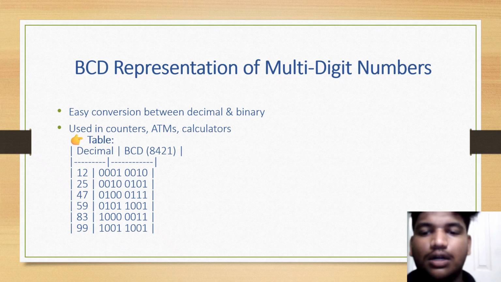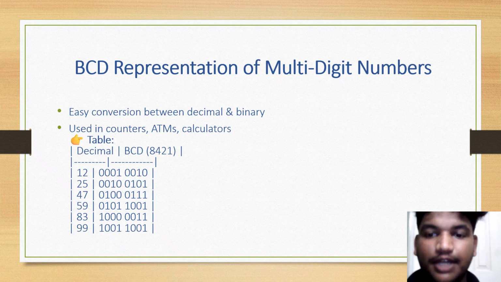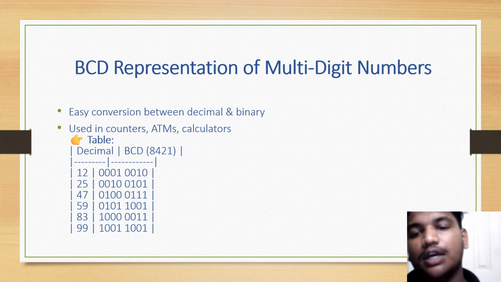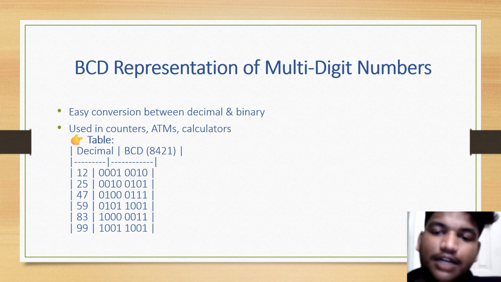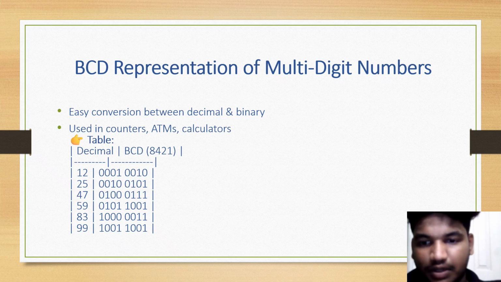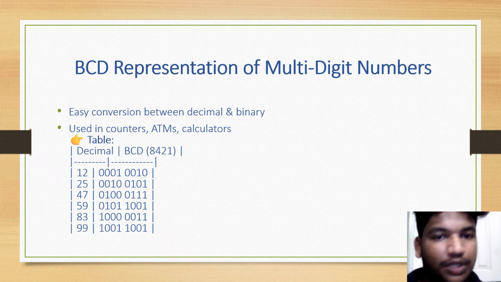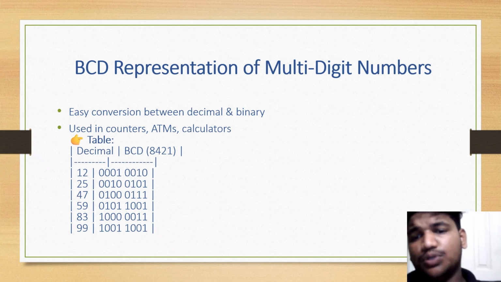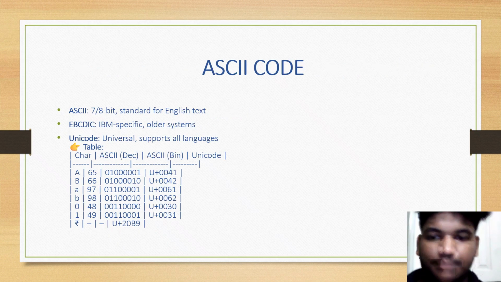Before, I said that BCD is valid for 0 to 9, and it is invalid for 10, 11, 12, etc. Numbers can become valid by adding 6 in the binary digit. We can get valid numbers in that way. This is about multi-digit numbers, with easy conversion between binary and decimal. These are used in ATMs, computers, and so on.